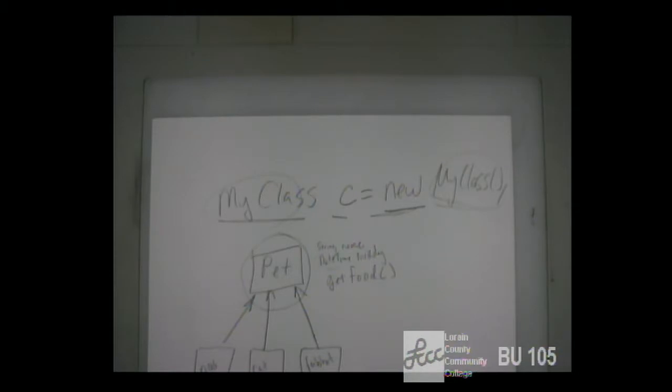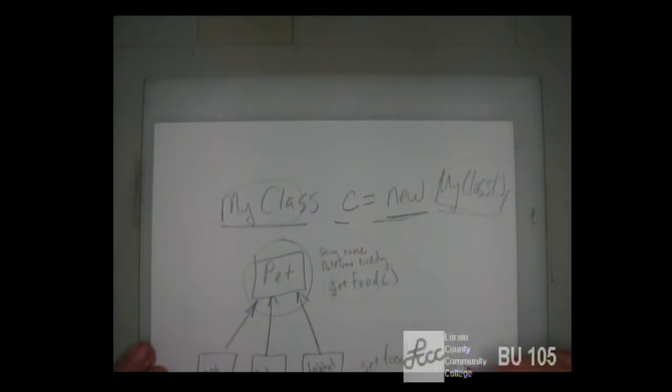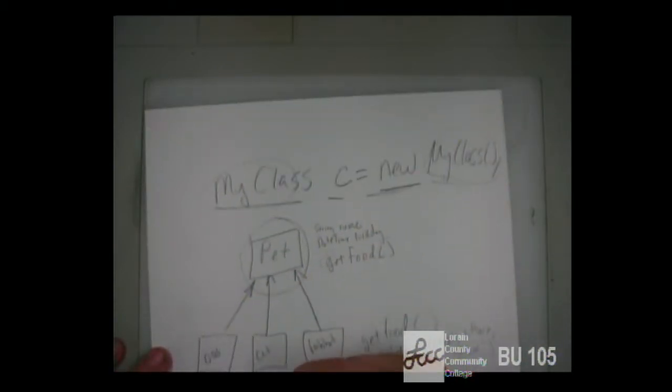So, for example, getFood could be implemented on the Rabbit class to return carrots, lettuce, and straw. On the Cat class, it could be implemented to say, I don't know, fish, turkey, whatever. And on the Dog side, it would return whatever dogs eat. On the Lizard side, it would say mealworms or whatever. Yes? Can you move it up a little bit? Yeah.